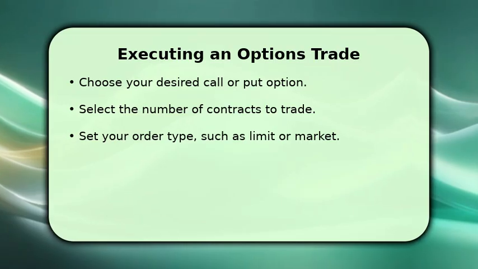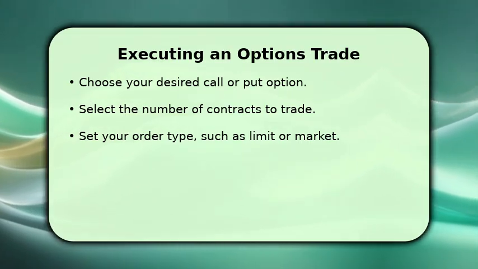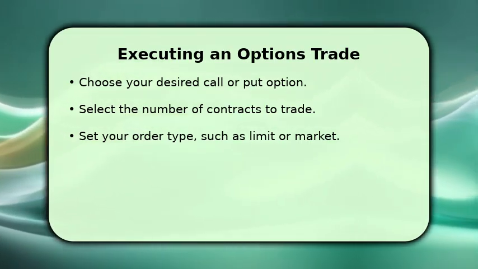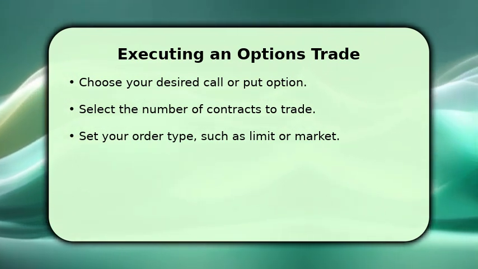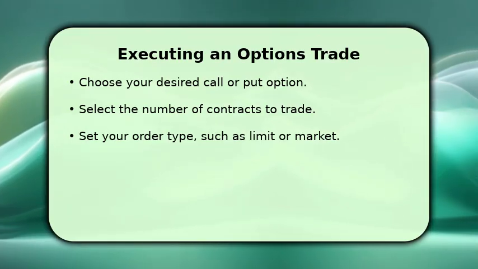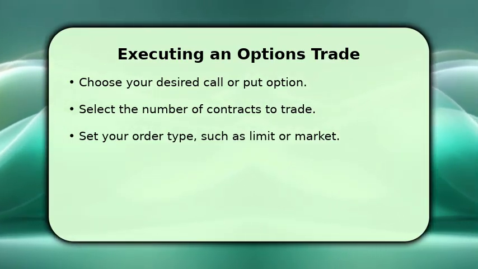Webull offers various order types. A limit order allows you to set a maximum or minimum price, while a market order executes immediately at the current best available price. Always review your order details carefully before confirming.